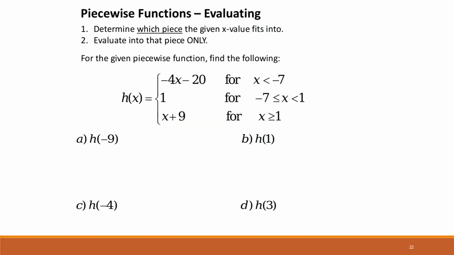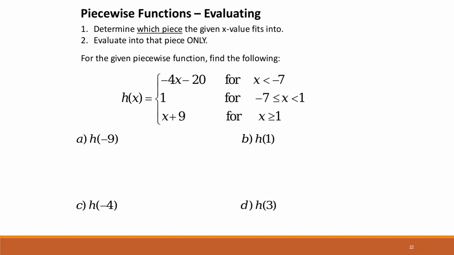The last topic we're going to cover today is piecewise functions. For piecewise functions, we have functions that apply for different intervals. When x is less than negative 7, we're going to be applying the function negative 4x minus 20. When x is between negative 7 inclusive and 1, the function is just going to be equal to 1. And when x is greater than or equal to 1, the function is going to be x plus 9. When we're given a value for x, the first thing we need to do is see which interval it falls into so that we know which part of the function to use.